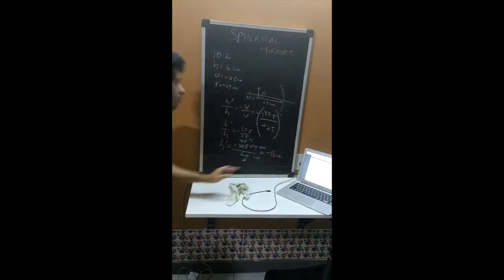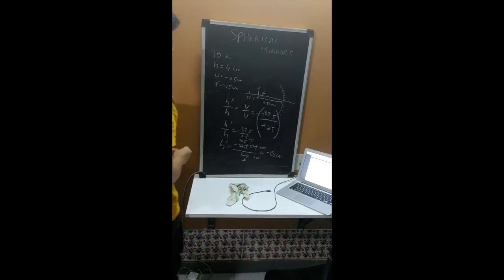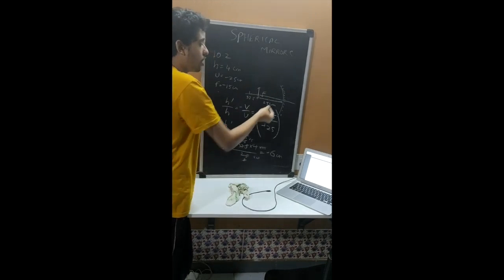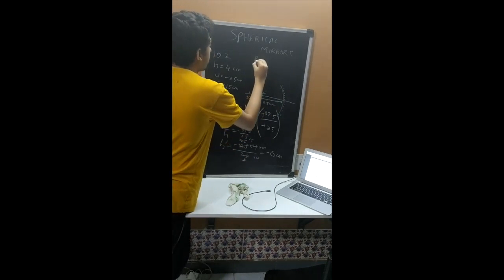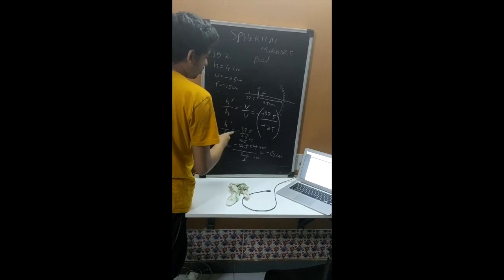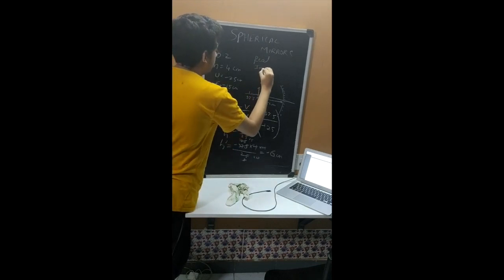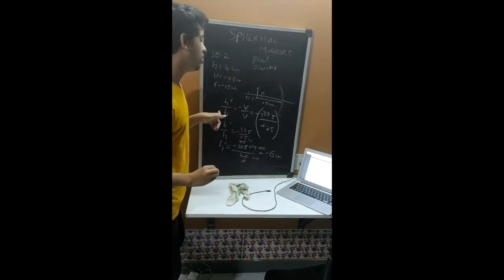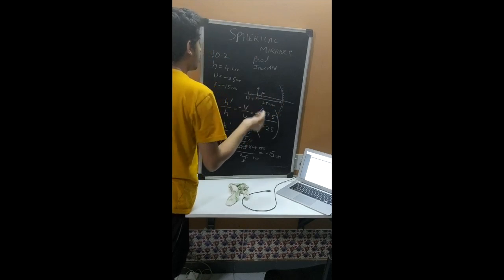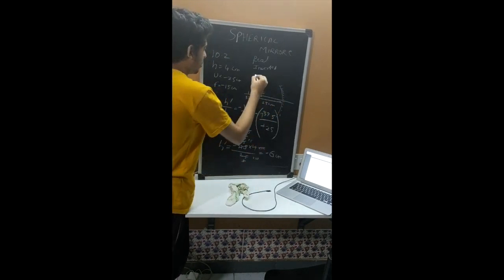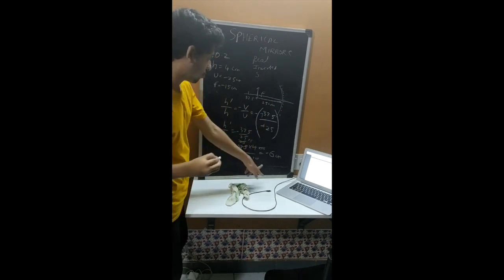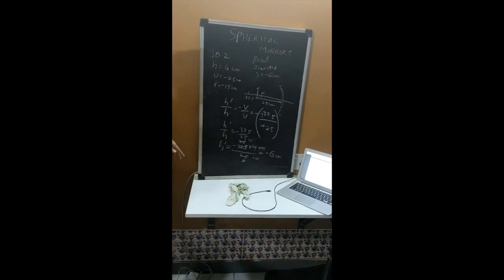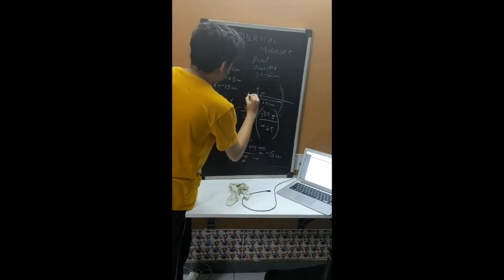What do you mean by minus here? It means it is inverted. So what is the nature? It is formed here, which means it's actually formed in front of the mirror, which means it is real. Magnification is negative, so inverted. And we have v is minus 37.5. We have seen that the size is minus 6 centimeter. So it is slightly bigger. It will be like this.